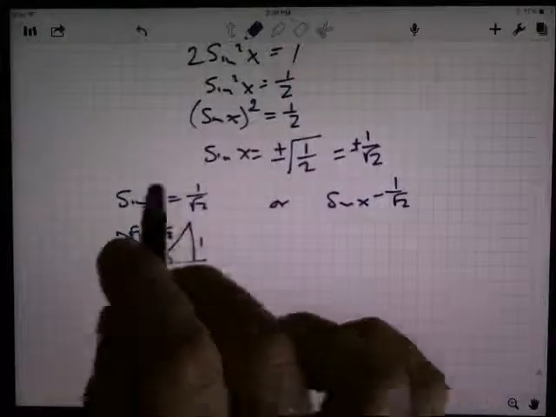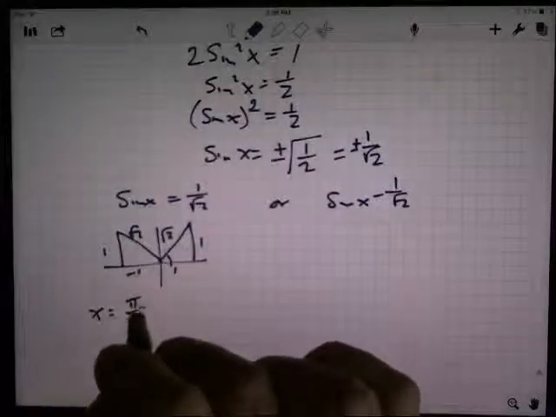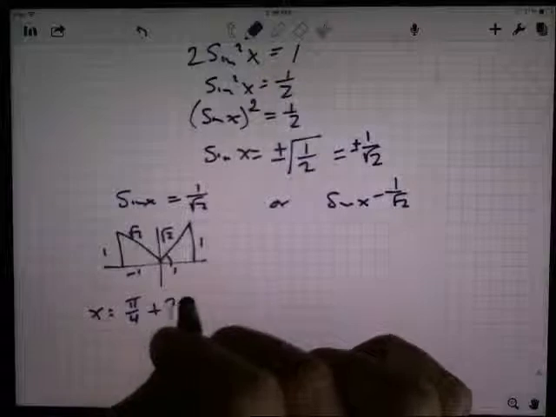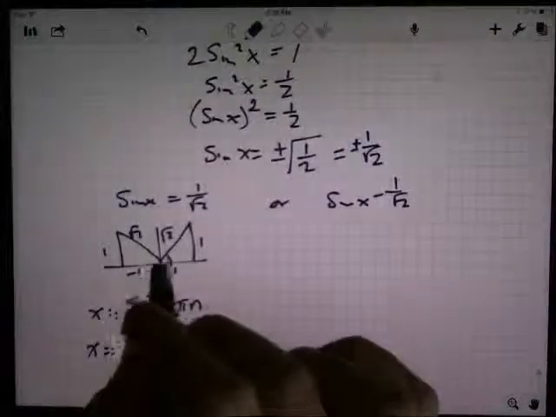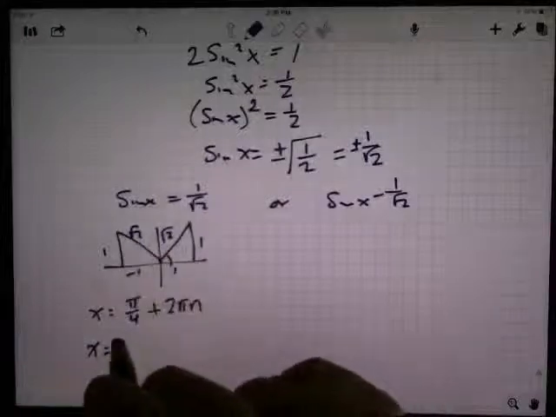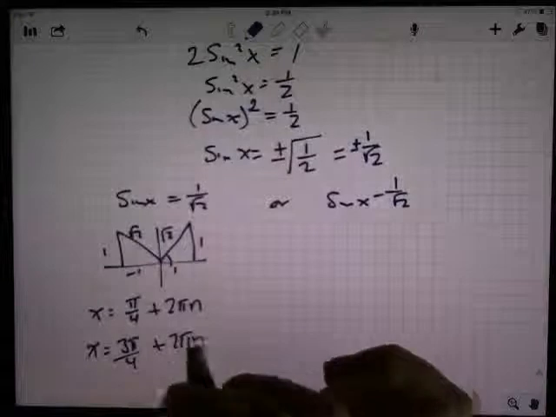So I'm looking at this equation. It looks like x is going to be pi over 4, or anything coterminal with that, so plus 2 pi n. Or it could be x is 3 pi over 4, plus 2 pi n.